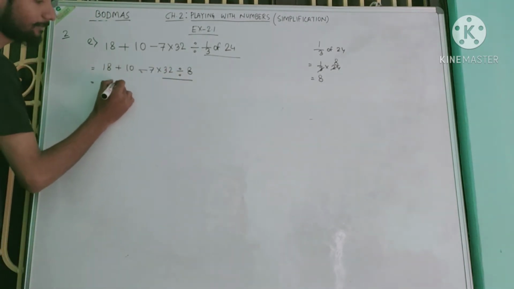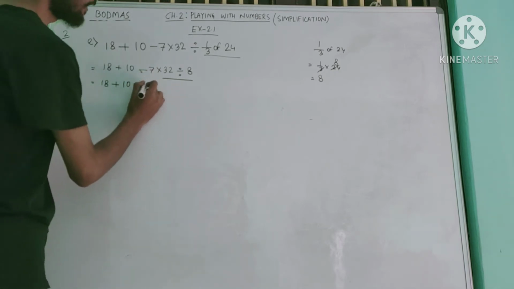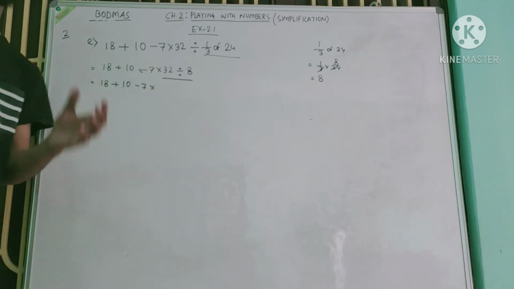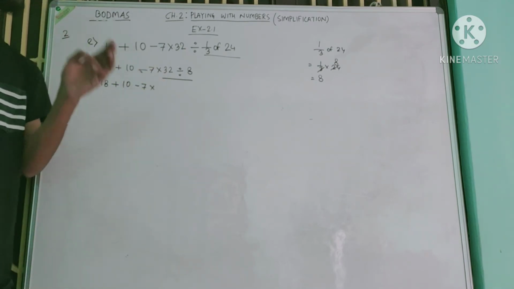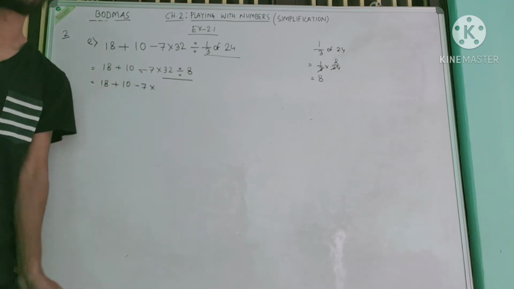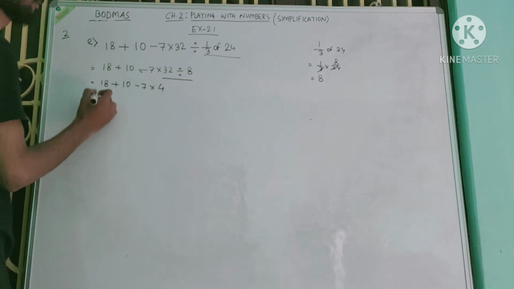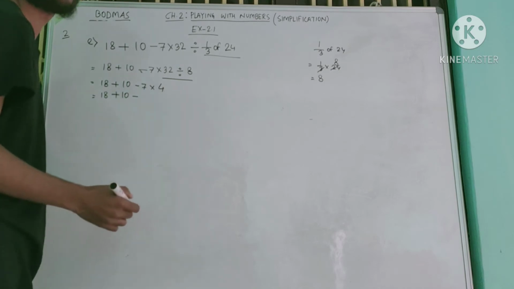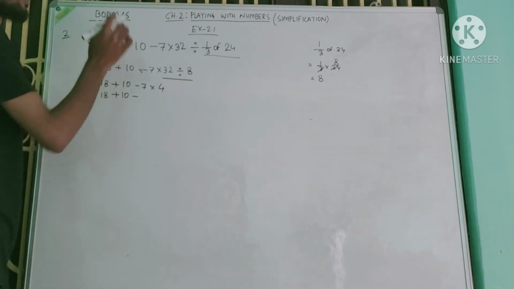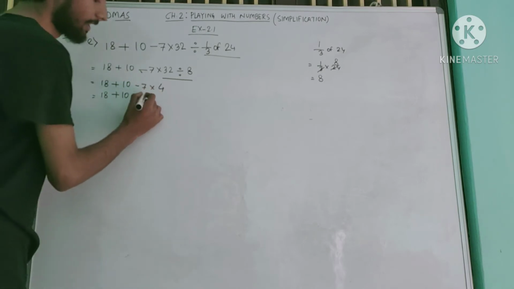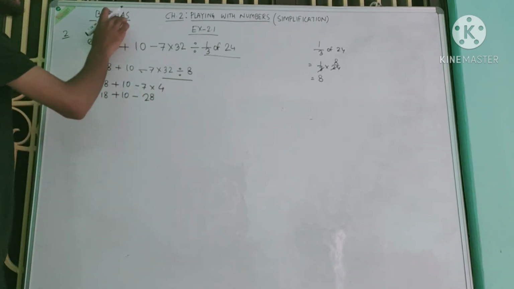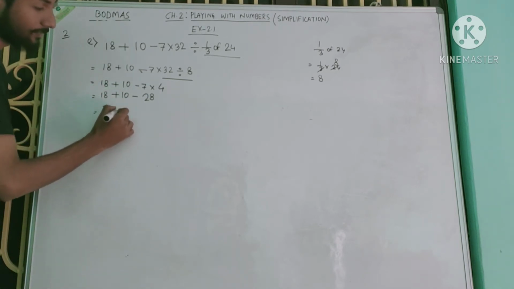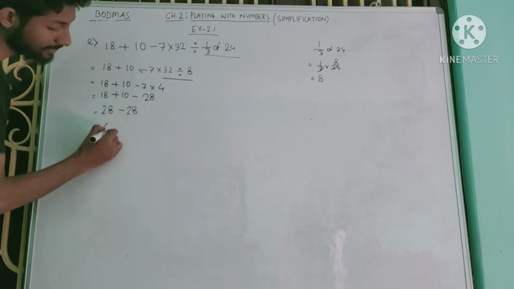So we will do 18 plus 10 minus 7 into 32 divided by 8. How many times of 8 will be 32? 8 ones are 8, 8 twos are 16, 8 threes are 24, 8 fours are 32. So 4. So 18 plus 10 minus 7 fours are, because after the division we have to do multiplication. So 7 fours are 28. So 18 plus 10 is 28, then minus 28, which means 0.